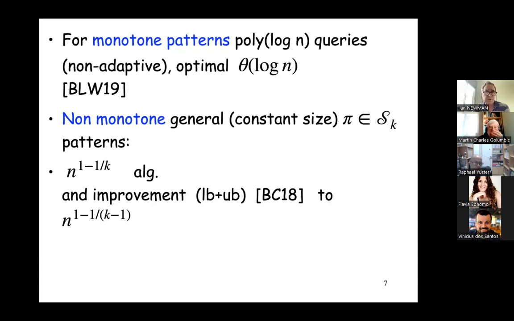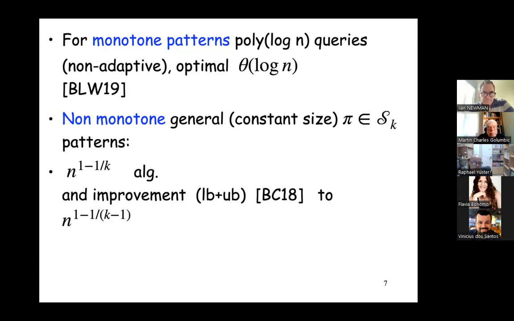There was also a matching lower bound, but this matching lower bound was for the case where the algorithm makes all the queries at the beginning and then decides. Namely, it's a non-adaptive algorithm. It can't decide on the next query after it got the results of the previous queries. And that was not an optimal result.